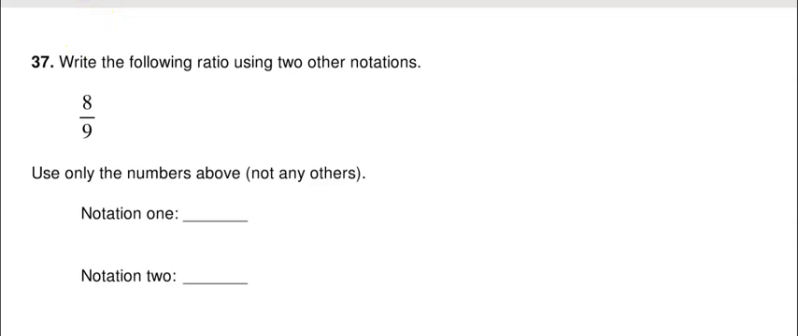All right, so here we are now. We are at number 37. It says write the following ratio using two other notations. Okay, so guys, this is basically just vocabulary. If they're talking about notations, there are other ways to write the same thing.